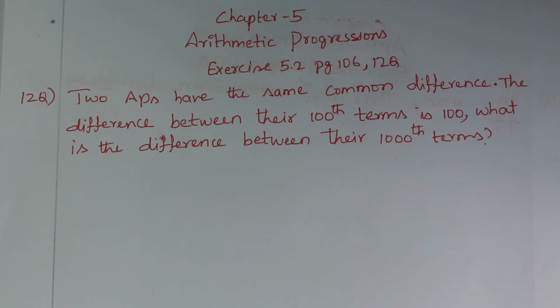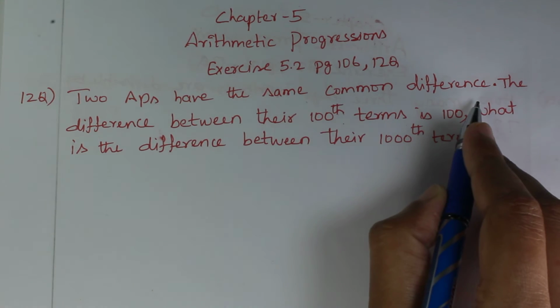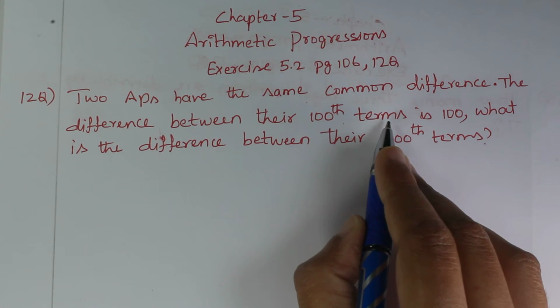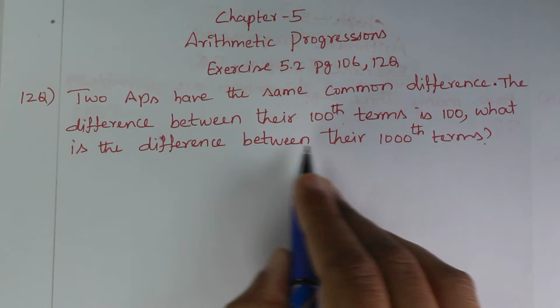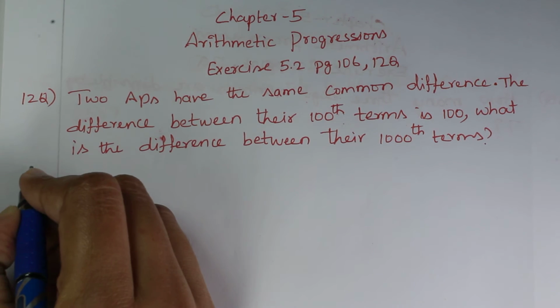In this session I am going to explain the 12th question from exercise 5.2, page number 106, chapter 5, arithmetic progressions. So let's read the question first. Two APs have the same common difference. The difference between their 100th terms is 100. What is the difference between their 1000th terms?